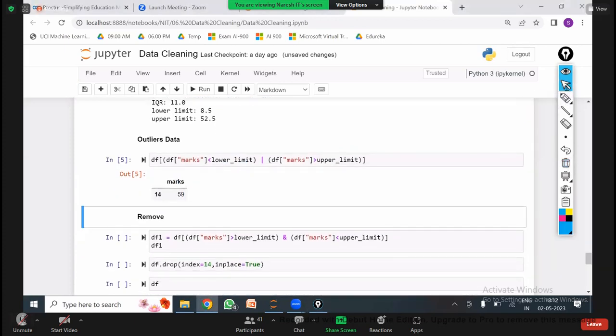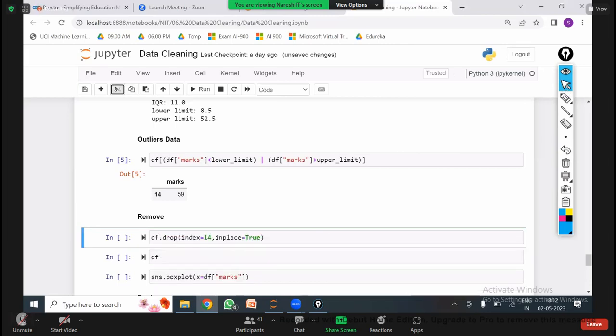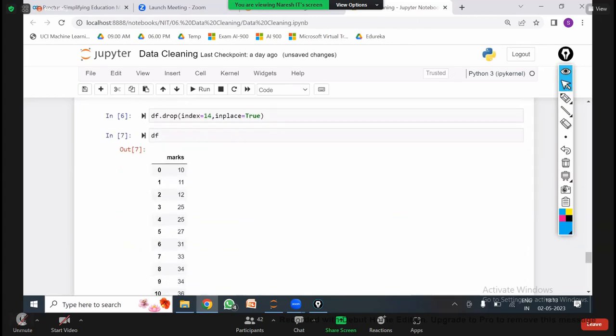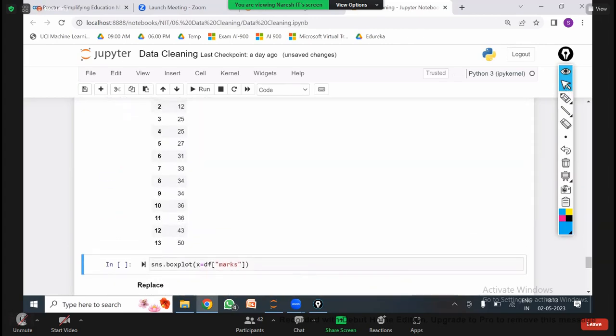Option number 1, we are going to remove the outliers. How do we remove the outliers? Simple, by using df.drop. Directly using df.drop, whatever the index number is, index number equal to 14, and you can write inplace equal to true. Inplace equal to true means it is going to replace the original one. If you write it in terms of df1, it will create a new one as per your choice. Now I'm writing like this. Now see, record 59 was deleted.